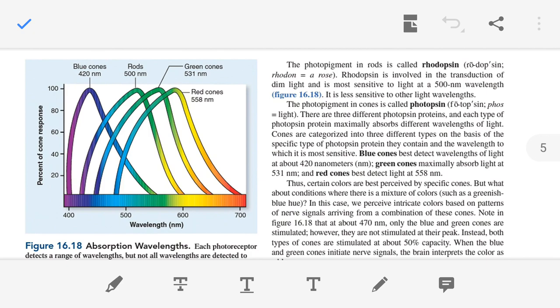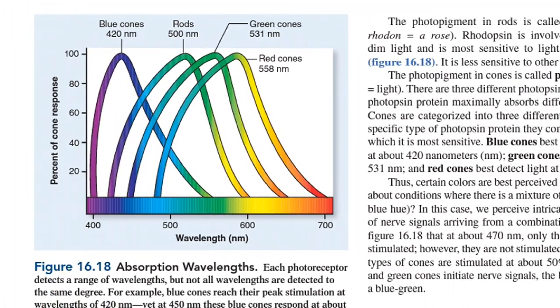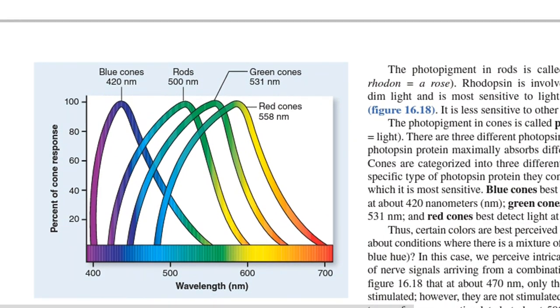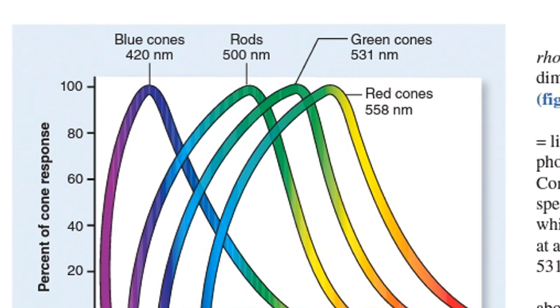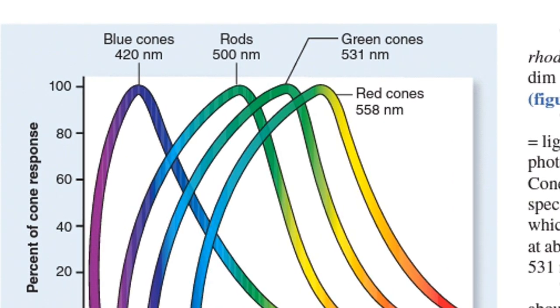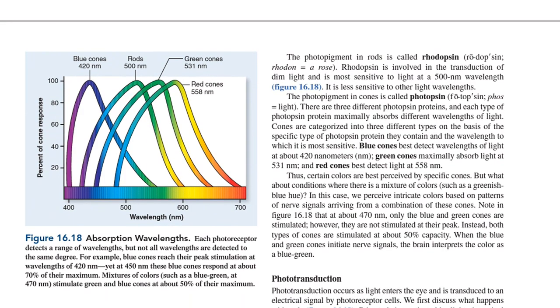Now here one graph is shown, the absorption of wavelength. On the y-axis, they are showing percent of cone response, and on the x-axis, the wavelengths are mentioned. So here you can see blue cones at 420, then the rods absorb a wavelength of 500 nanometer. Green cones absorb a wavelength of 531 nanometer. Red cones absorb a wavelength of 558 nanometer.